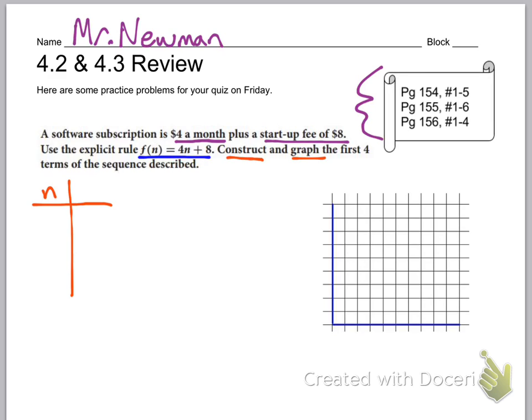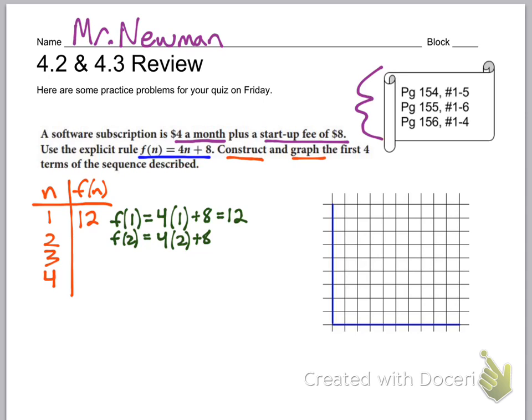So my headers are n, the step number, and f of n, the function. Let's do 1, 2, 3, and 4. Those are the first 4 terms of the sequence, and to find the first term, f of 1, we plug that into our f of n. And instead of n, I put 1, and we get 4 times 1 plus 8, which is 12. So at point 1, that's going to be 12. The second one is going to be 16, because we plug in 2 into the function. And the third, I'm not going to write it out, but you plug in 3 into that function, you get 20. And you plug in 4, you get 24. So my points are (1, 12), (2, 16), (3, 20), and (4, 24).